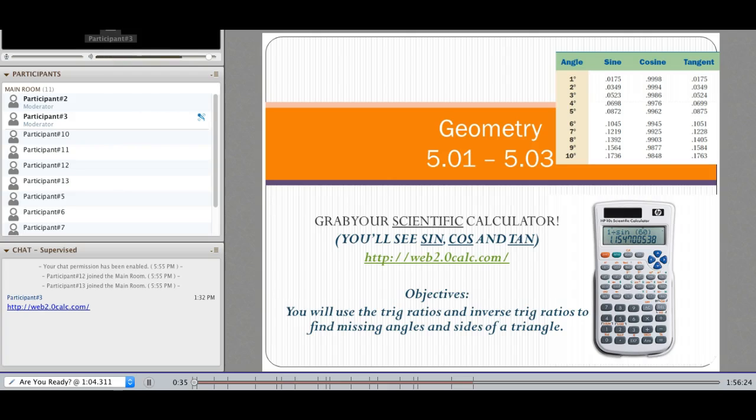So our objectives for today: initially we're just going to look at a few questions to help you with your unit test that is assigned to you today. Mrs. Williams reviewed for the Unit 4 test last week, so please make sure you watch that recording if you need some help with that test. We're just going to do a few questions at the beginning in case you haven't taken the test yet, and then we're going to go into talking about trig ratios. So you will use trig ratios and inverse trig ratios to find missing angles and sides of a triangle.